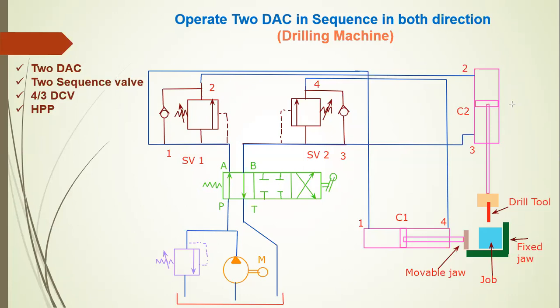in a circuit. Here for the drilling machine, only one 4 by 3 DCV is required, but two sequence valves are required because we have two operating DACs. We also have to remember that both of these DACs work in both directions, so it is compulsory to give two sequence valves.